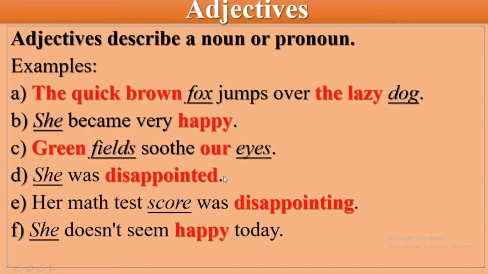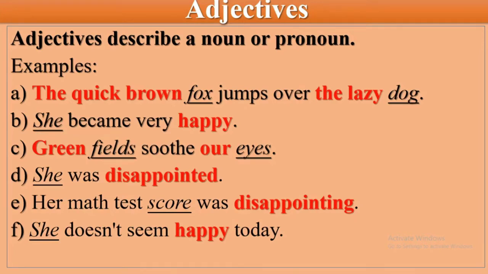Green fields soothe our eyes. In the sentence, green and our, these 2 words are adjectives because they have modified nouns. So how are the fields? The fields are green. And whose eyes? Our eyes.